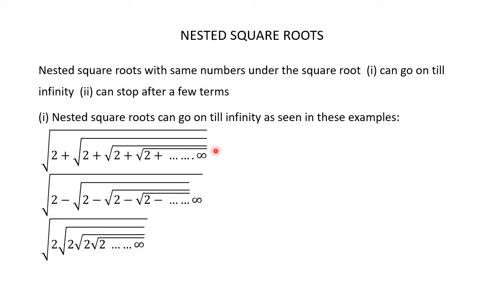Observe that in these examples, in the first example, the square roots are getting added infinite times. In the second example, the square roots are getting subtracted infinite times. And in the third example, the square roots are getting multiplied infinite times.